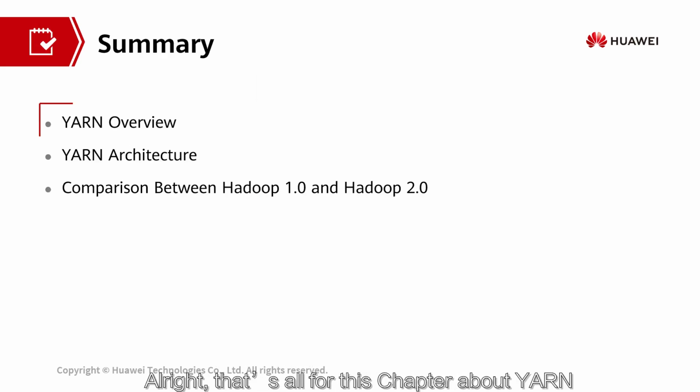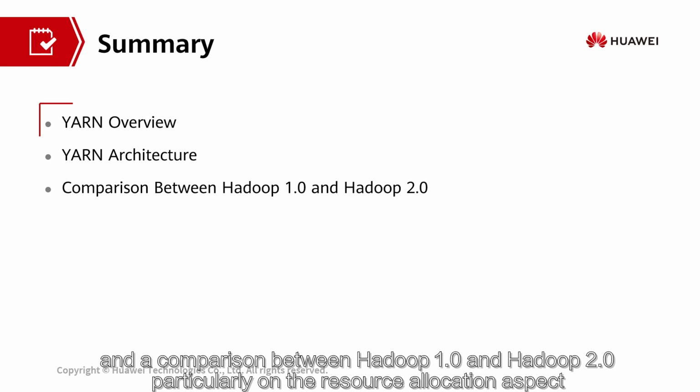Alright, that's all for this chapter about YARN. In this chapter, we mainly introduce what is YARN, its architecture and scheduling processes, and a comparison between Hadoop 1.0 and Hadoop 2.0, particularly on the resource allocation aspect.